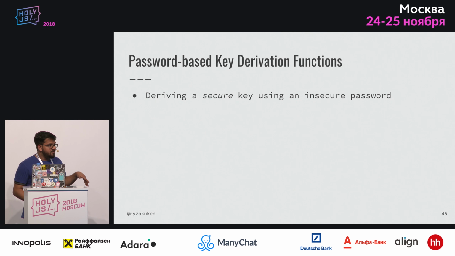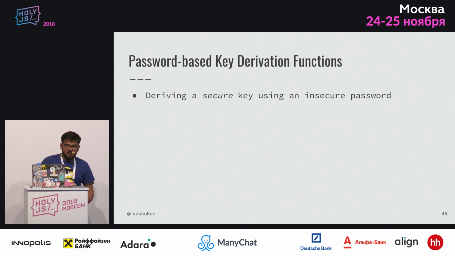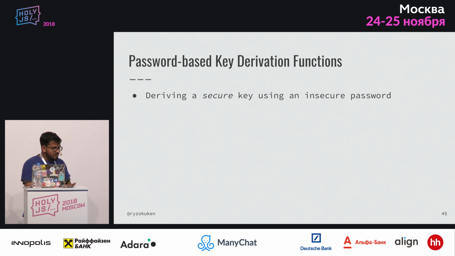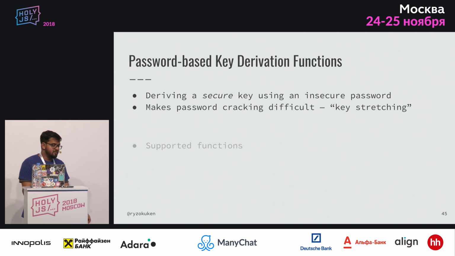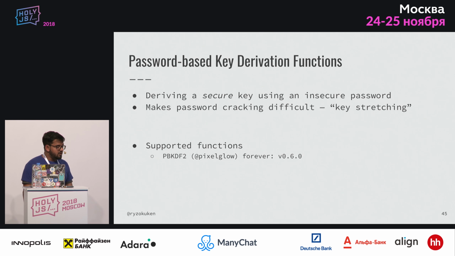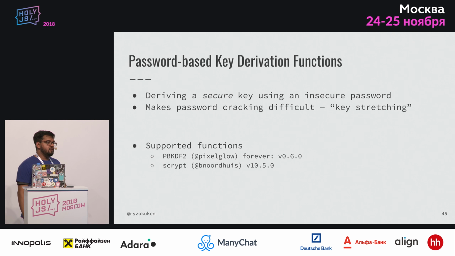So what websites and other services would do is use this password in order to derive a key. This is a technique called key stretching, and it makes password cracking much more difficult. There are a couple of supported functions. PBKDF2, the version 2 of the password-based key derivation function, has been here forever. It was implemented by PixelGlow, and it landed in 0.6, so that's a long time, like 10 years maybe. And there's scrypt, which was added by Ben Noordhuis in version 10.5, so thank you, Ben, as well.